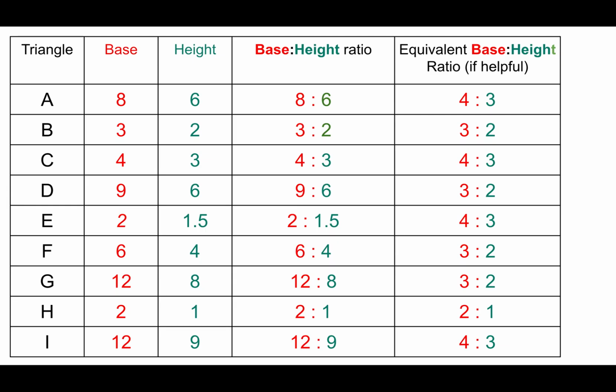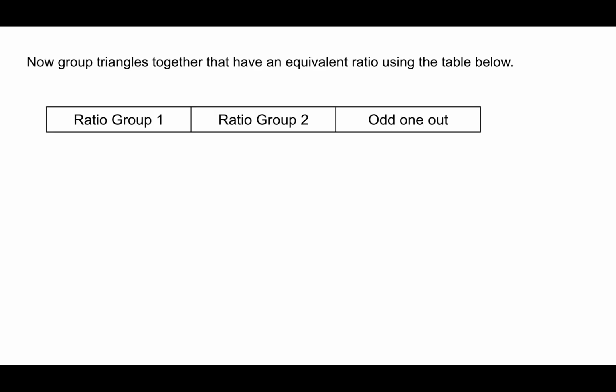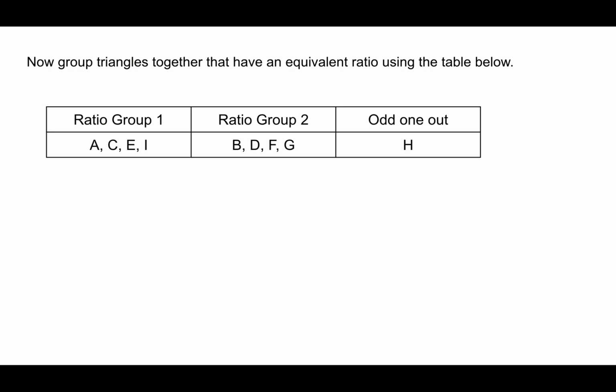So here's my data, and here are some things I noticed. I noticed that triangles A, C, E, and I all have the same ratio of 4 to 3. I also noticed that triangles B, D, F, and G have the same ratio of 3 to 2, and H is the only one that has the ratio of 2 to 1. So if we put these into a table, I would say my ratio group 1 is triangles A, C, E, and I. Ratio group 2, I put the triangles B, D, F, and G, and triangle H was the odd one out.